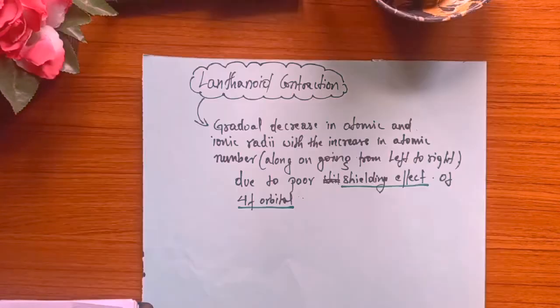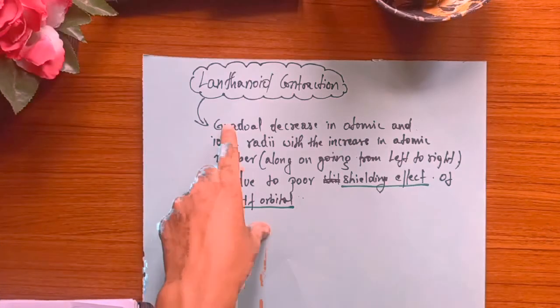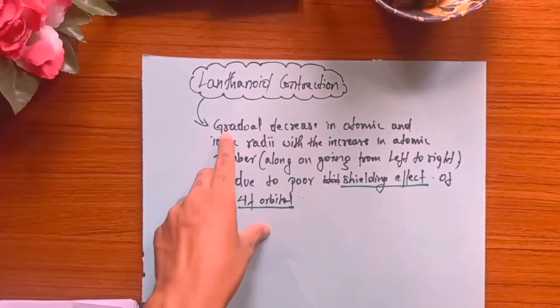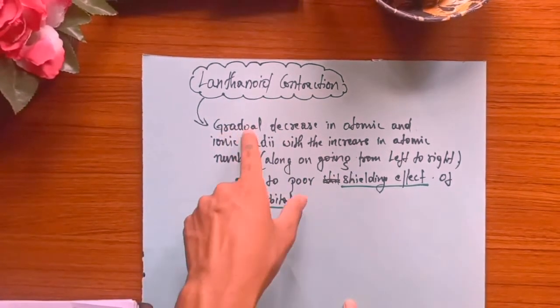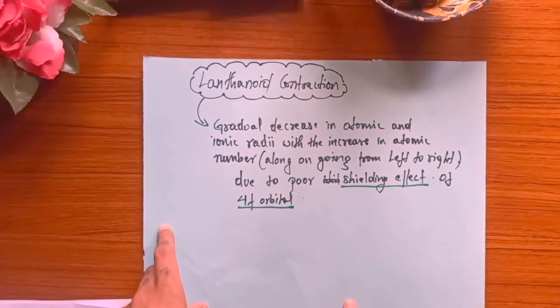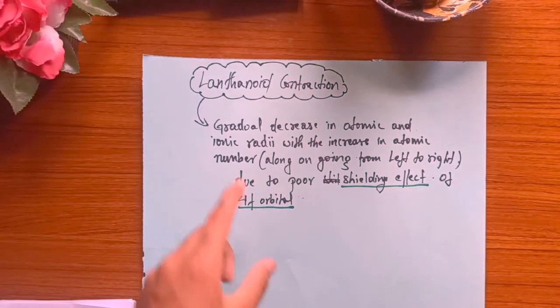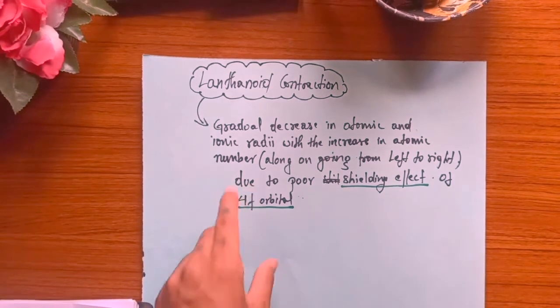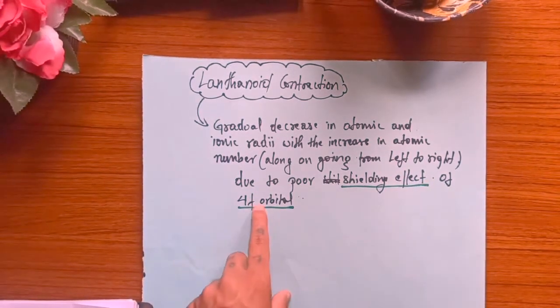So we'll be diving into the definition here very quickly. Lanthanide contraction is the gradual decrease in the atomic and ionic radii with the increase in atomic number, going from left to right. We'll be discussing the reasons too. Here I've mentioned the main reasons. It is due to the poor shielding effect of 4f orbitals.